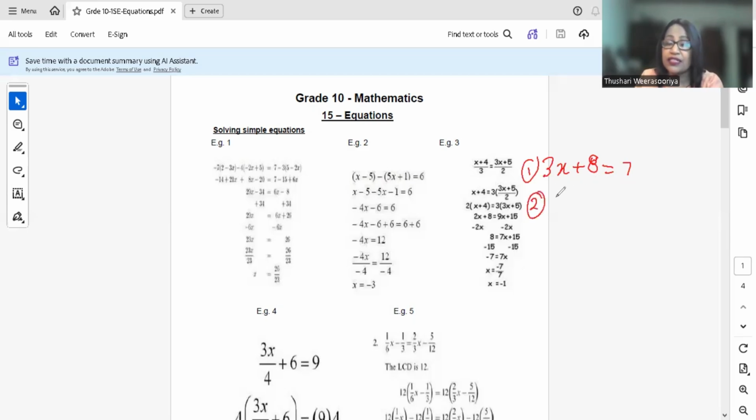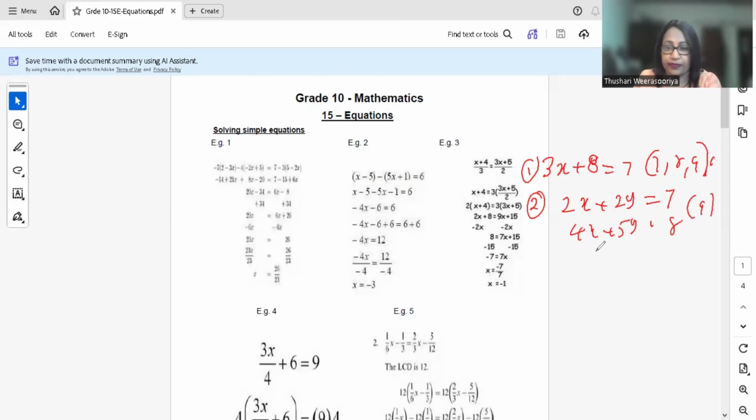Second type, simultaneous equations. Two unknown terms, two equations. This is an example for simultaneous equations. Simple equations you have done in grade 7, 8, 9. Now you are in 10, and 11 also you get. Simultaneous equations you have done in grade 9, right? The basic part in grade 9, the advanced part in grade 10.